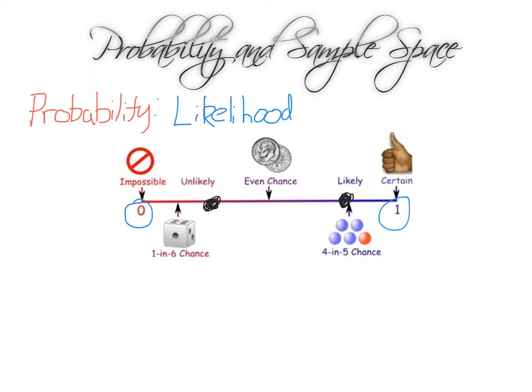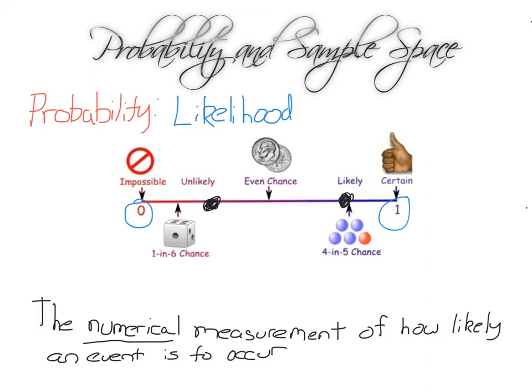So I'm going to write up a formal definition that I'd like you to take down. So there's the definition: the numerical measurement of how likely an event is to occur. And as I said, we put it into numbers so we can compare. So numbers at this end of the number line are more likely to occur. So the closer the probability is to 1, the more likely it is to occur. So at this far end, we have events that are certain. So an event that is certain could be if you multiply a number by 0, the answer is 0. That's certain, there's no chance that anything else will happen.